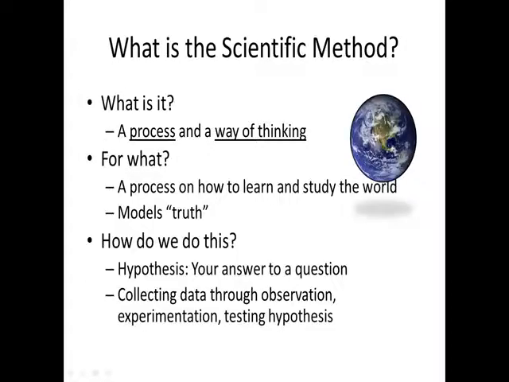The one that was there was the scientific method. So what is it? The scientific method is a process, and it's a way of thinking. You can use it to learn more about the world. You ask questions about things, and you form a hypothesis to answer those questions. Then you test your hypothesis to see if it's right or wrong, and you collect data through observation and experimentation to test your hypothesis to see if it's true.